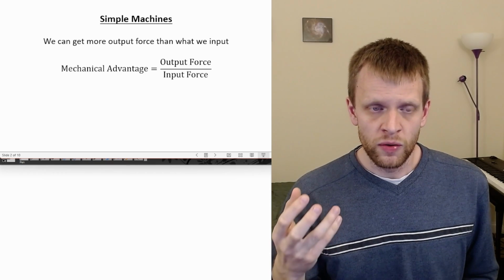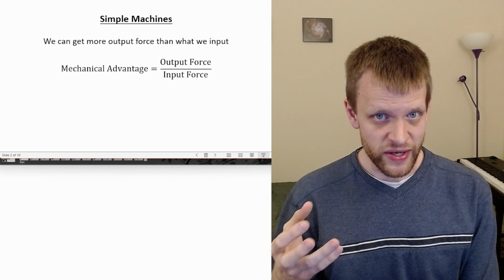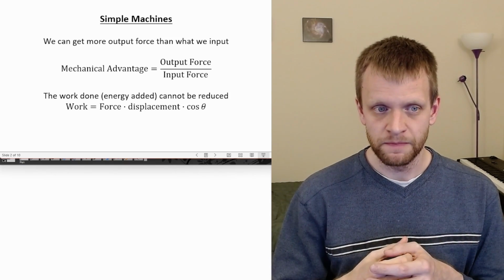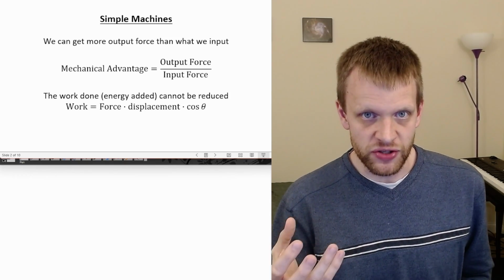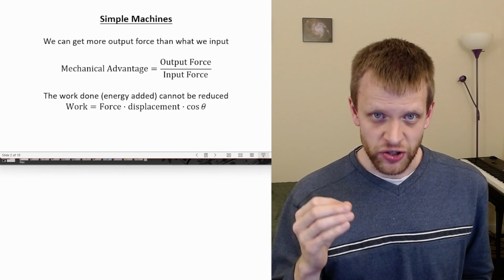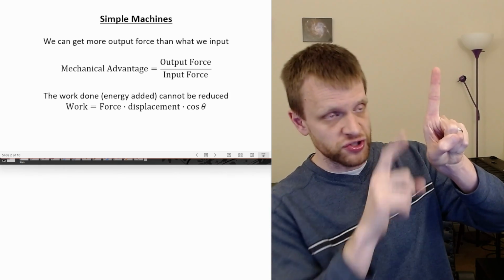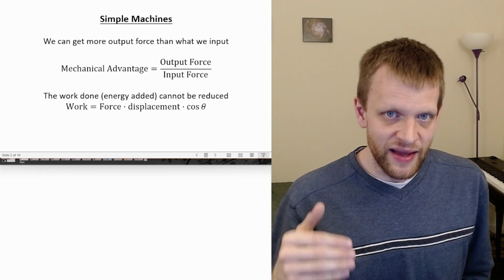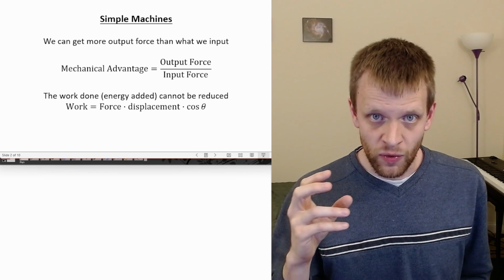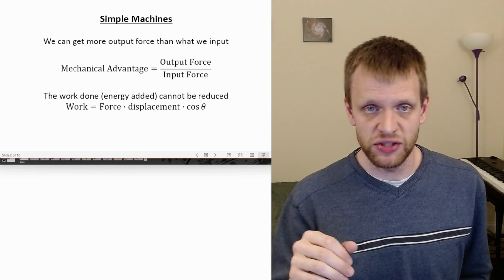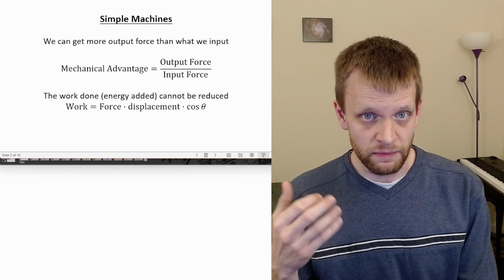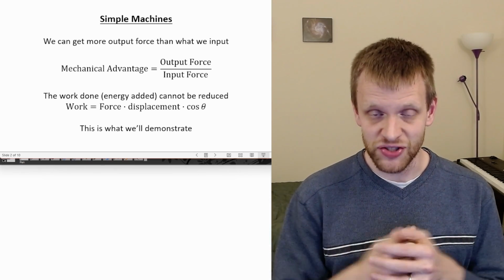But even though we can get more output force than we input into the system, when it comes to the work done by that system, the energy being added to the system, work again being force times displacement times the cosine of the angle between the direction of the force and the direction of the displacement, that energy being added to the system, we cannot get more output work than what we input into the system, no matter what kind of simple machine we're using, no matter what the mechanical advantage happens to be. And this is what we're going to demonstrate in this set of experiments.